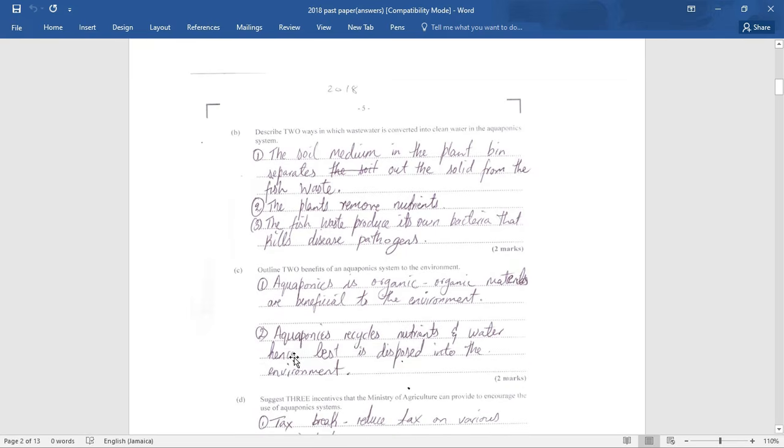And two, aquaponics recycle nutrients and water, hence less is disposed in the environment. So one, it's organic. Two, it conserves water.